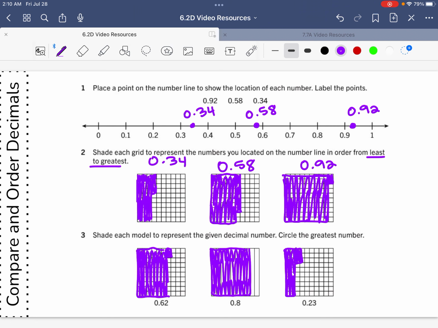So again, just looking at my base 10 representation, my greatest number is 8/10.